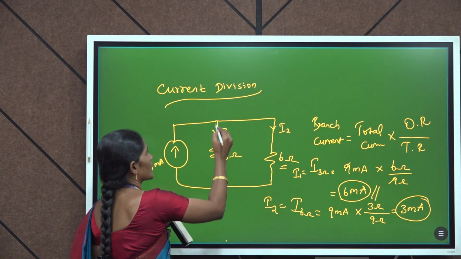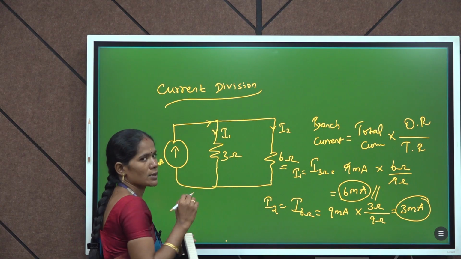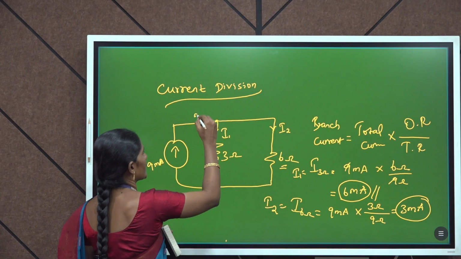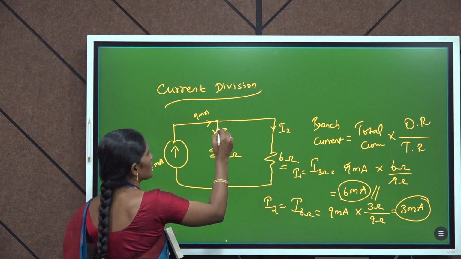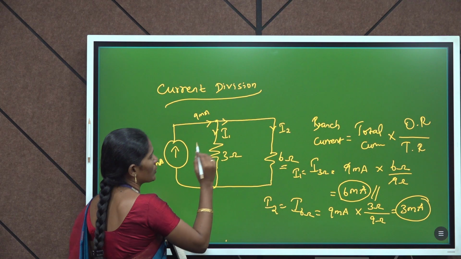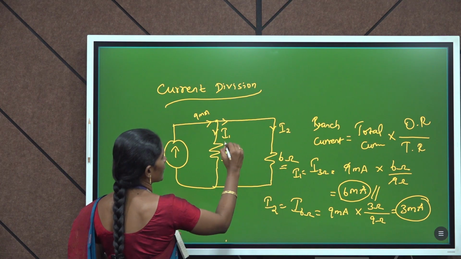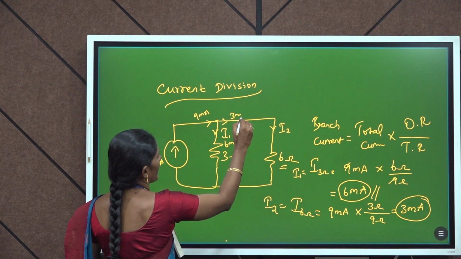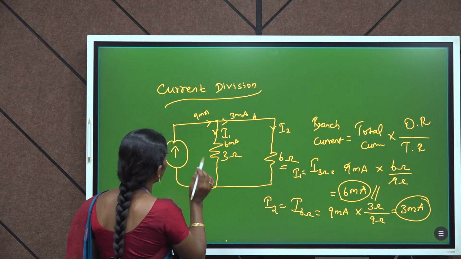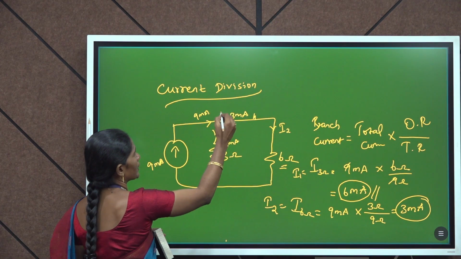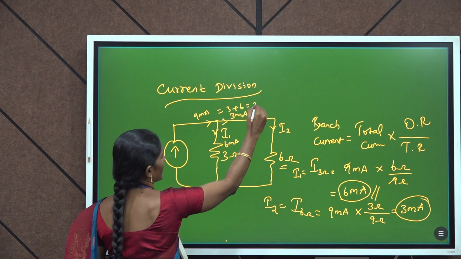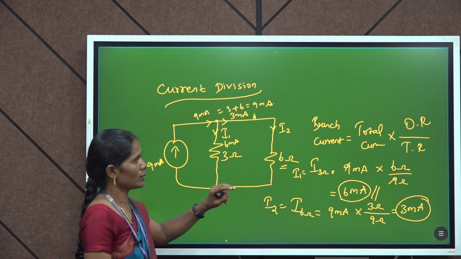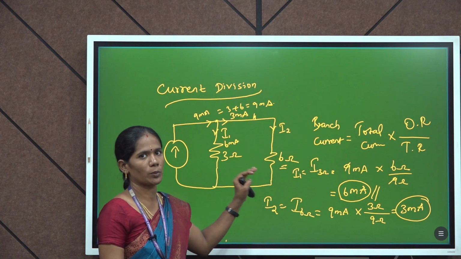The current entering a particular node is equal to the current leaving that node. In this node the current entering is 9 milliampere. Leaving from this terminal are I1 as well as I2, I1 is 6 milliampere and I2 is 3 milliampere. So, here Kirchhoff's current law is verified, 9 milliampere equals 3 plus 6, 9 milliampere. In this current division rule, it is applied for only 2 branches.